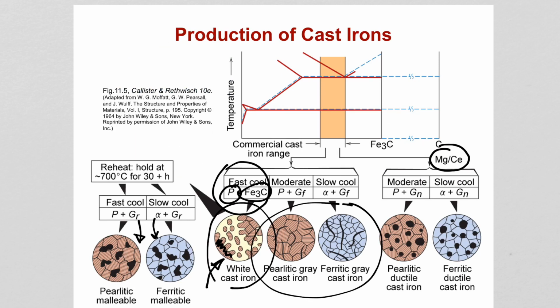This was white cast iron. We make malleable cast irons here, and these represent the ductile cast iron with the addition of magnesium and cerium.